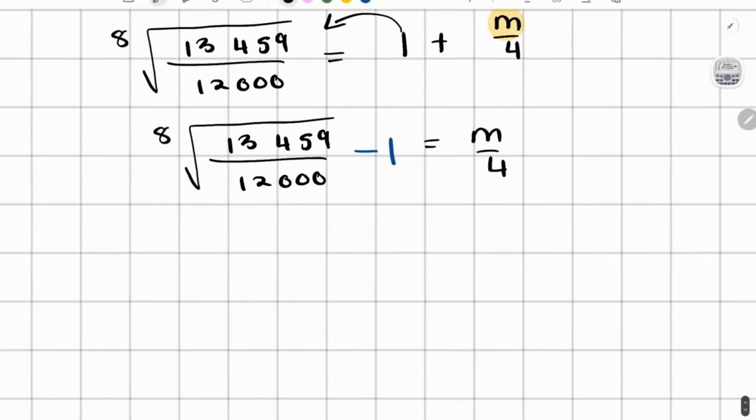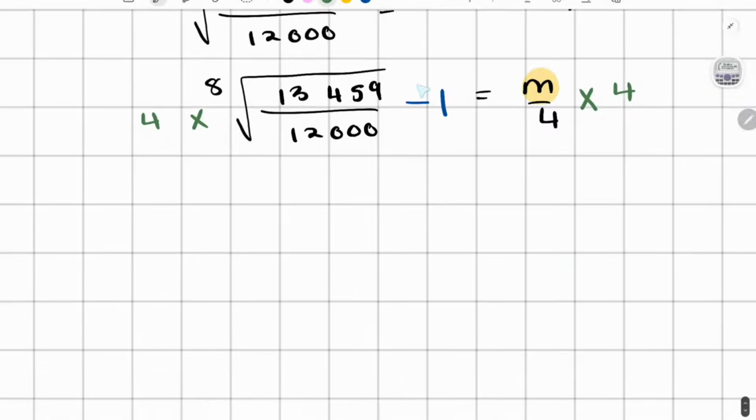Okay, now at this point, still trying to solve for m. What is stopping us from solving for m? It's the 4. Now you have to ask yourself, what is the 4 doing to the m? Well, it's dividing the m. So to get rid of it, you have to do the opposite, which is to multiply by it. So multiply both sides by 4 to get rid of that divided by 4.